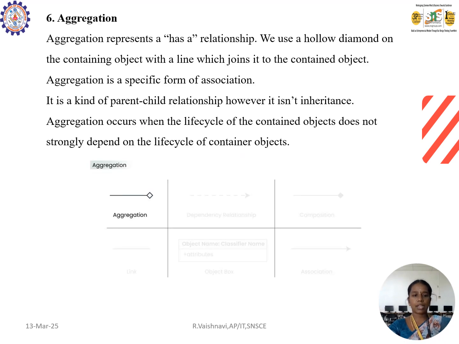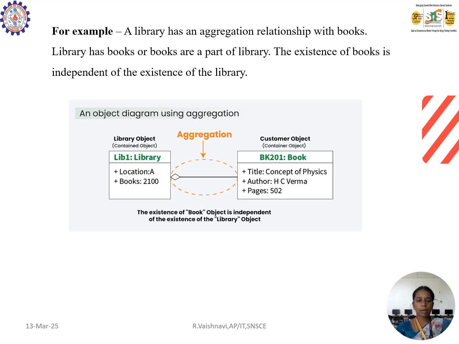Sixth one will be the aggregation. The aggregation represents the has-a relationship. We use a hollow diamond on the containing object with the line which joins it and the contained object. Here we have the notation for the aggregation. The example for the aggregation is given as library and the book. Here in the class library we have attributes like location and the book details. For the book we have the title of the book, the author of the book and the pages of the book. The existence of the book object is independent of the existence of the library object.